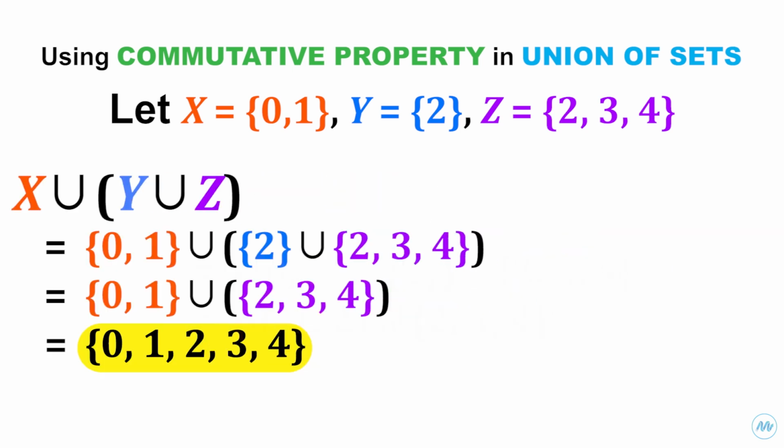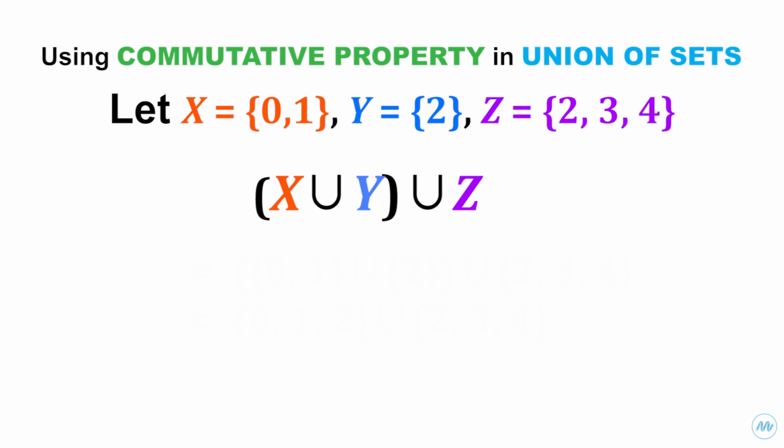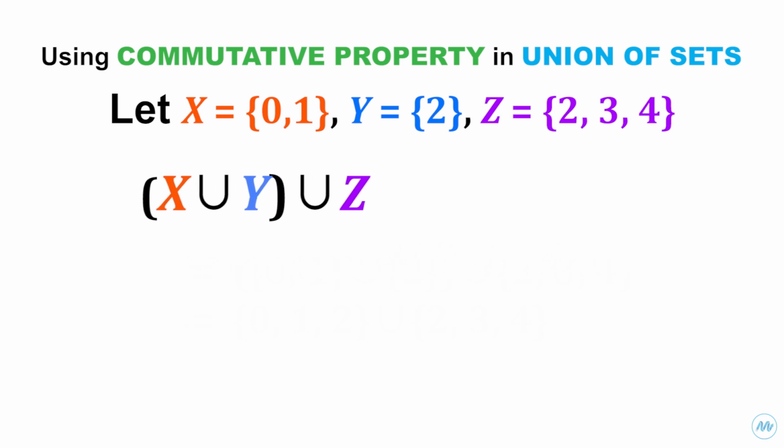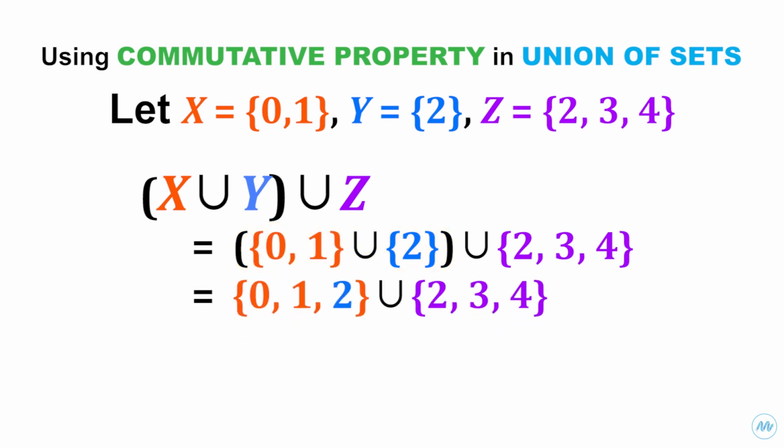Next, we find (X union Y) union Z. Again, we substitute the given sets to the given expression. First, we take the union of sets X and Y, and then we take the union of the result of the union of X and Y with set Z.